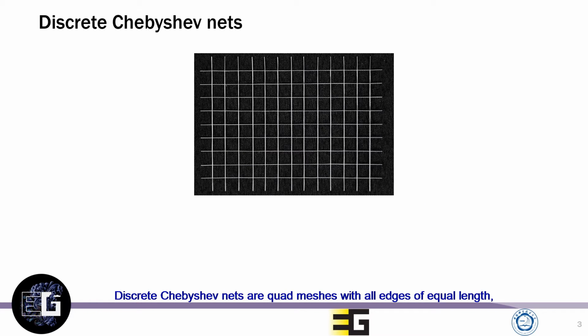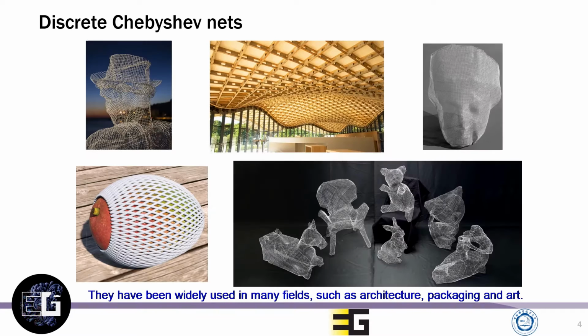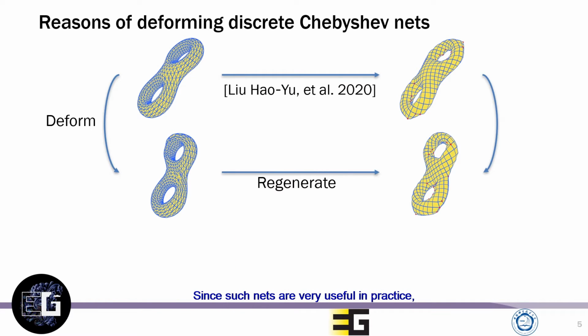Discrete Chebyshev nets are chord meshes with all edges of equal length, which are inextensible along the edge directions. They have been widely used in many fields, such as architecture, packaging, and art. Since such nets are very useful in practice, it's desired to design them in a short time.